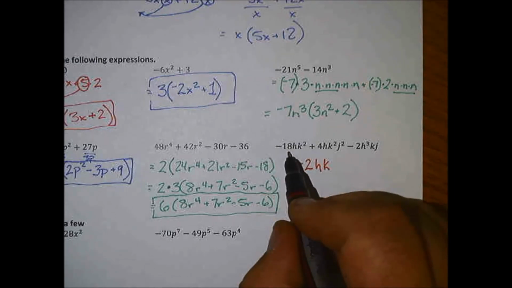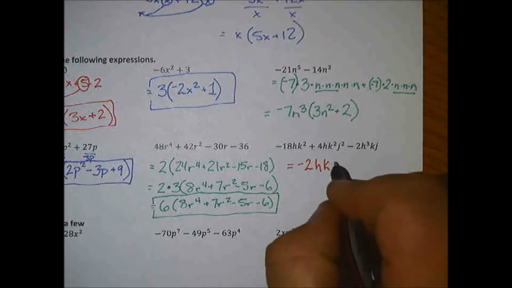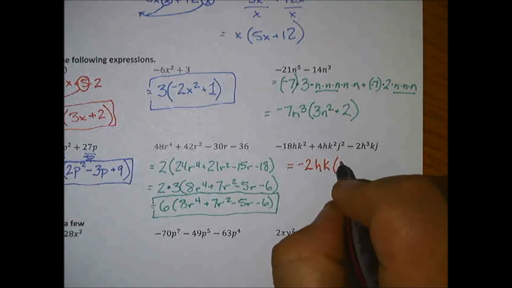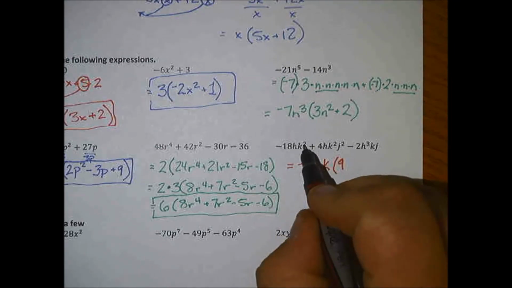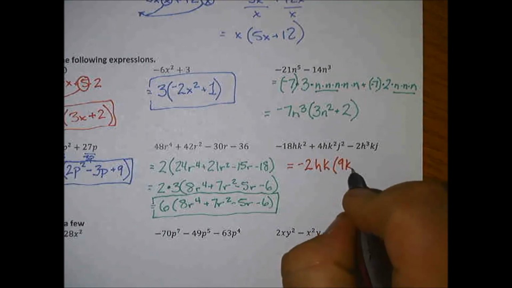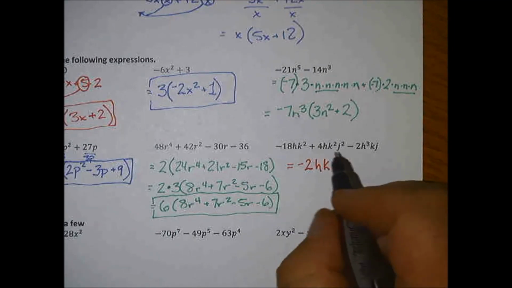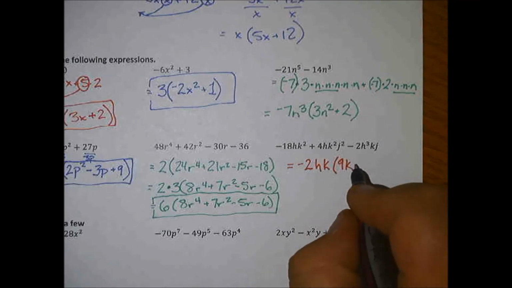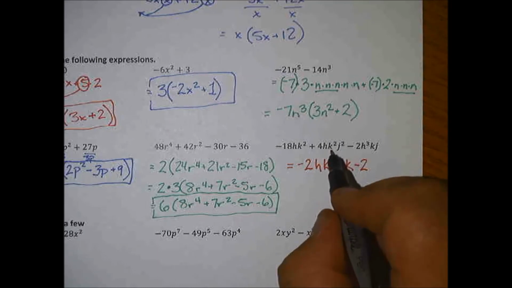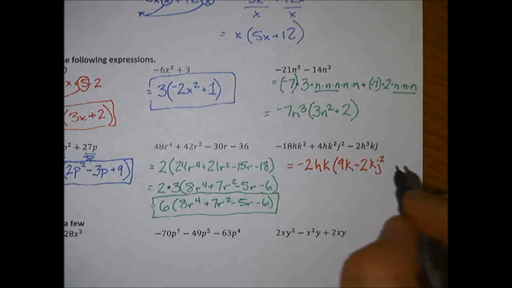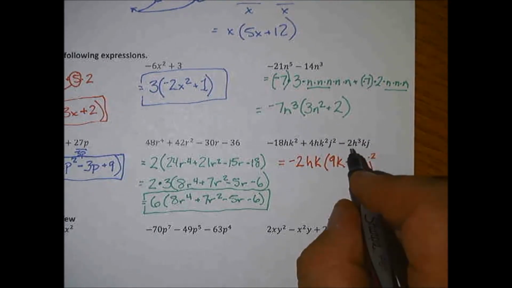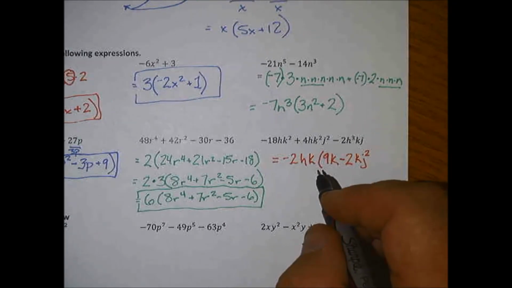So what's negative 18 divided by negative 2? Well, that's going to be 9. And then I'm taking out an h and 1 k. That's going to leave 1 k left in there. All right. What's 4 divided by negative 2? It's going to be a negative 2. And I'm taking out 1 h and 1 k. So I'm left with 1 k and 2 j's. Okay. And then negative 2 divided by negative 2, that's just going to be 1.